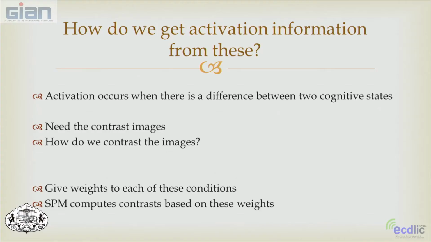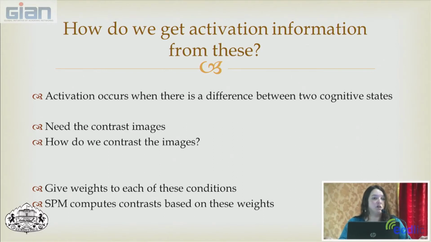Okay, so I showed you the beta values, but we know that activation occurs when there's a difference between two cognitive states. So just looking at these beta values doesn't give us a lot of information about activation. What we need now is contrast images. So we need to see the difference from angry to neutral, or the difference from angry to control. So our next step is to figure out how we contrast these images.